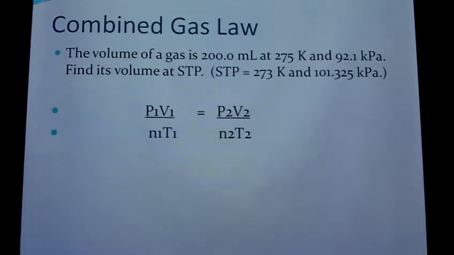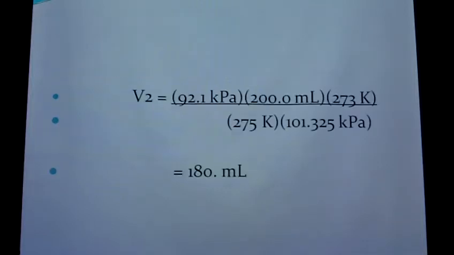Now, the combined gas law again is P1 V1 over N1 T1 is equal to P2 V2 over N2 T2. So V2 then is equal to, isolated, 92.1 kilopascals times 200 milliliters times 273 Kelvin divided by 275 Kelvin divided by 101.325 kilopascals, and that gives us 180 milliliters.